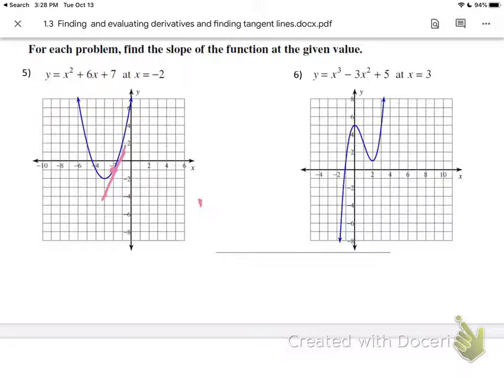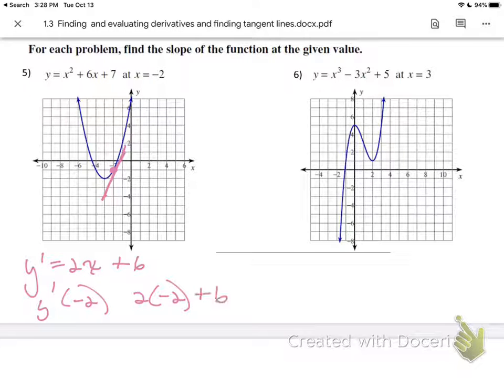Okay, so now let's do the work. Let me just get rid of this first. So what's our work going to be? Y prime equals 2x plus 6. Evaluate that slope where x is negative 2. 2 times negative 2 plus 6. That's negative 4 plus 6. So I'm finding out that y prime of negative 2 is going to equal 2. That seems reasonable given the sketch.